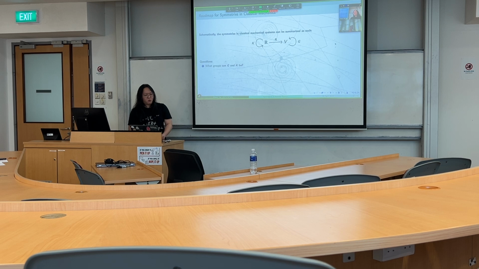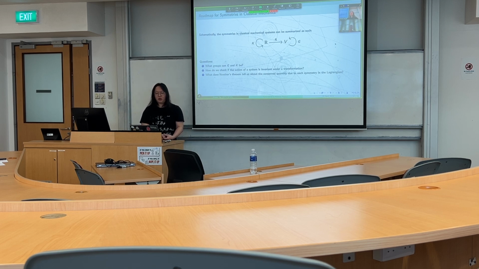First question is, what can the groups be? Second question is, how do we check if the action of the system is invariant under some transformation? Or basically, how do we check if a Lagrangian is a symmetry? How do we check for symmetries? And the last question is, what does Noether's theorem tell us about the conserved quantity?